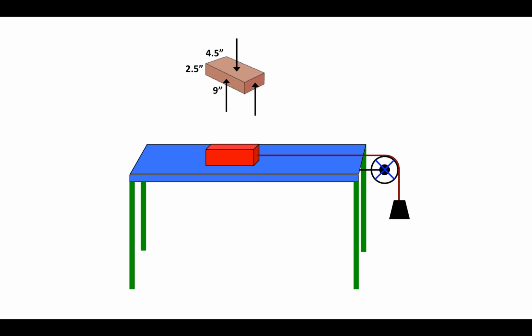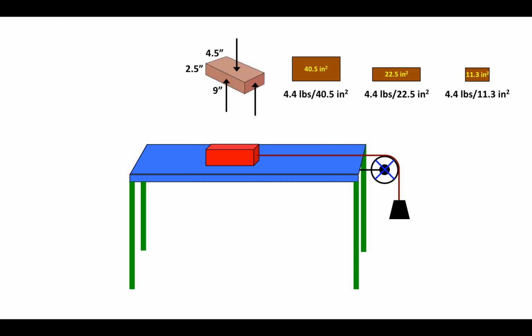These are the dimensions of the brick in inches. So the area of this face is 40.5 square inches. The area of this face is 22.5 square inches. And the area of this face is 11.3 square inches. So when I divide the weight of the brick by the area of the contact patch of the brick with the table, I get these numbers of pounds per square inch. If we could see into the side of the brick, we would see that the force of the brick pushing down on the table is equal to the force of the table pushing up on the brick.